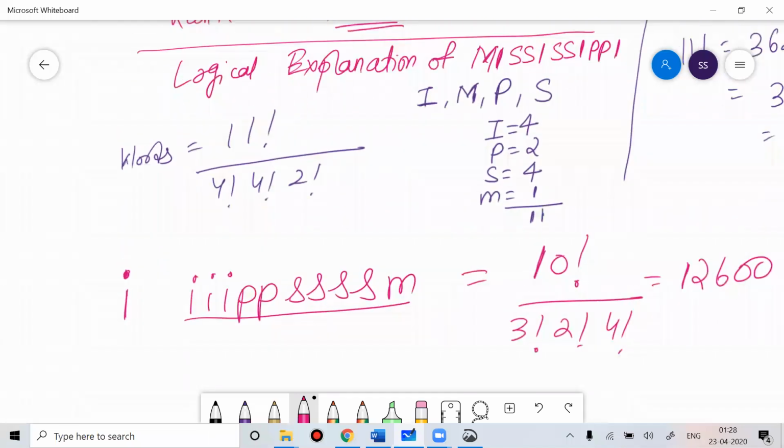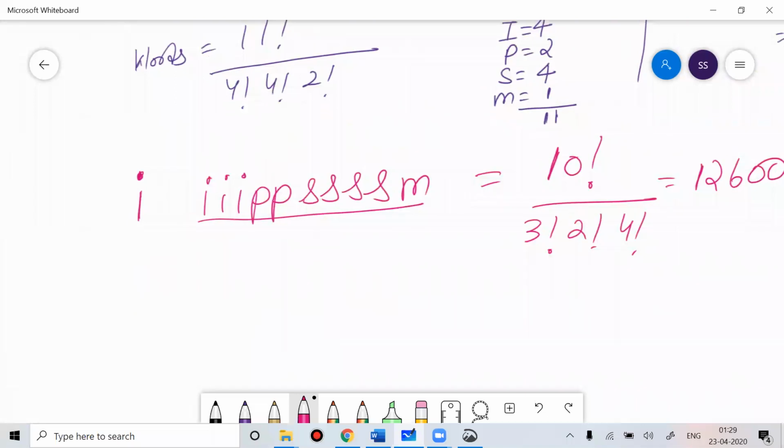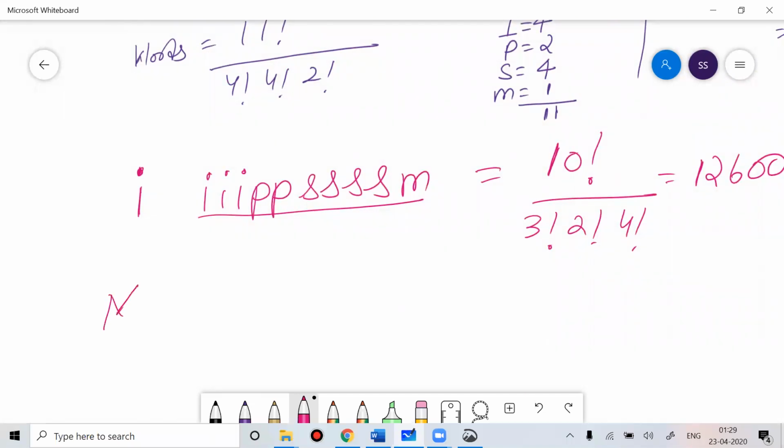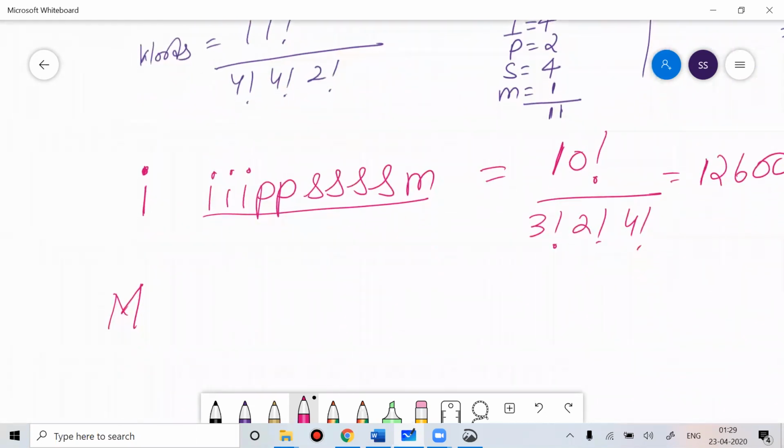Now after I, what letter will come? M. And what letter do you want for MISSISSIPPI? M only. So after M, what letter will come? I. What letter do you want? I also want I. Okay. After I, what letter will come? Again I will come, but you want S. So with MII, how many words can you make?